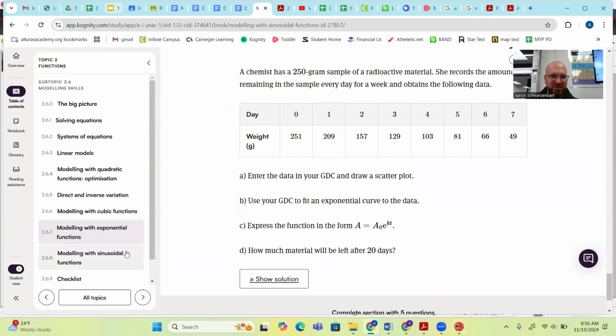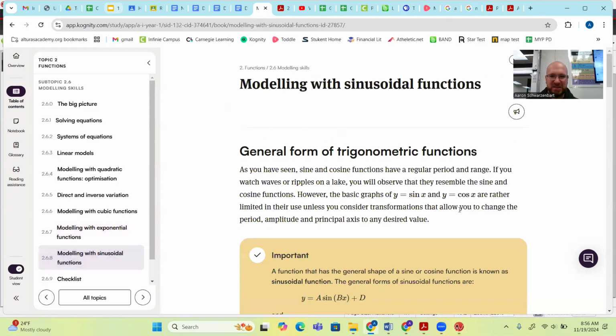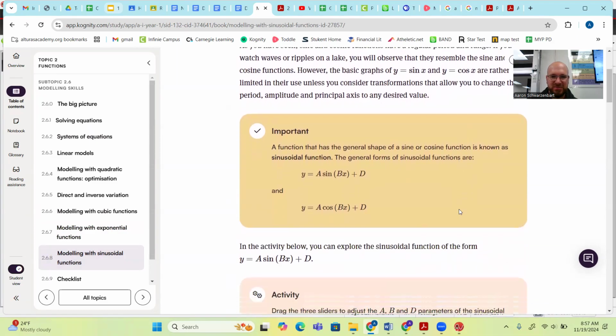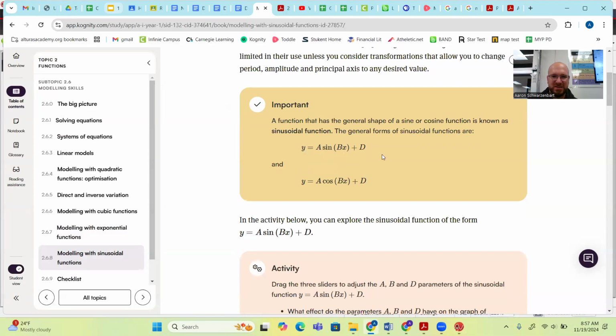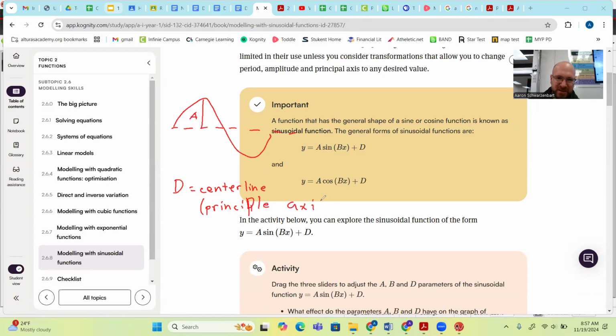Okay, modeling with sinusoidal functions. This is going to be the new one. Sine functions make a wave. Okay, we've got y equals a sine bx plus d. A being the vertical stretch on the wave, also known as the amplitude. We're not doing any phase shifts. D is the center line, or principal axis is what they're going to call it in IB. That's probably the more technical name than midline or center line.